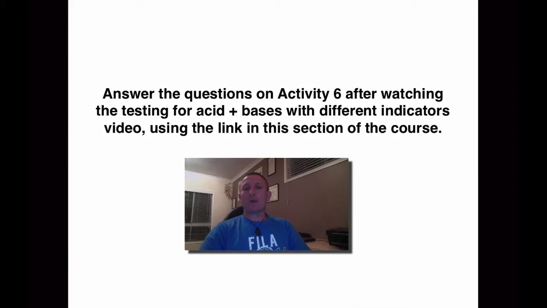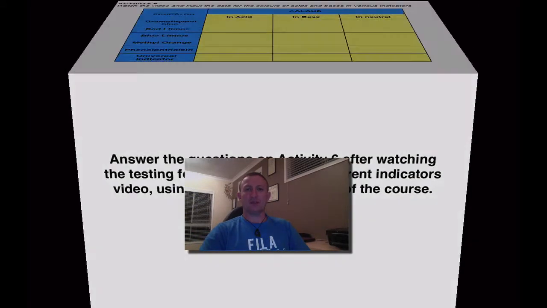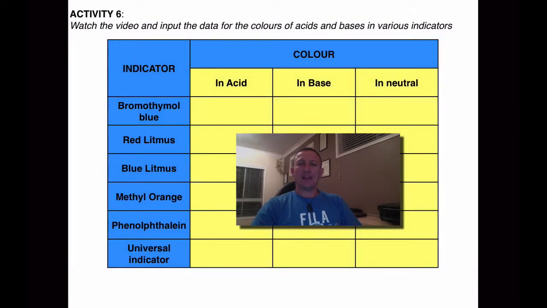Okay, so what we've done for you here is we've put together a practical video to show you how we test for acids and alkalis. These are not definitive with respect to indicators, but they're the ones that we use at St Hilda's. The main indicators that we'll be using here are bromothymol blue, red litmus, blue litmus, methyl orange, phenolphthalein, and universal indicator.